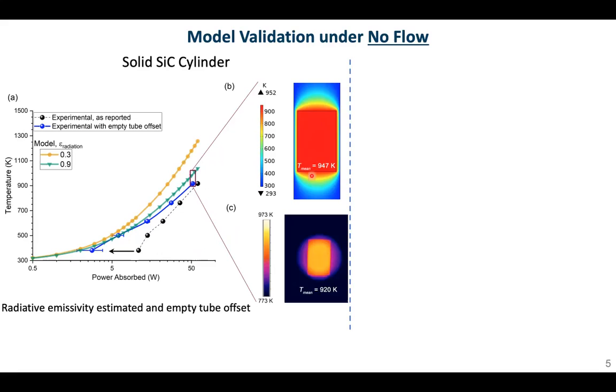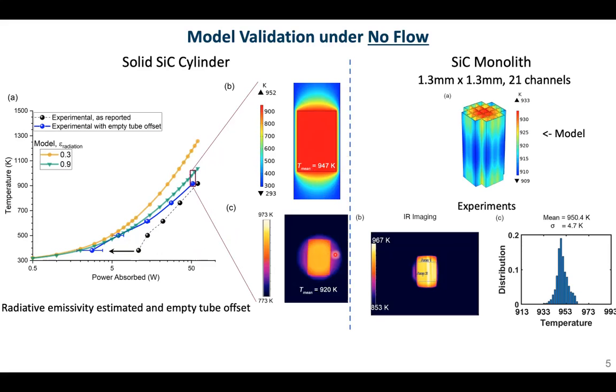We find that the temperature maps predicted by the model as well as the experiments are in close agreement. We then apply the model to a silicon carbide monolith still under static conditions. This monolith has 21 square cross-section channels of 1.3 millimeter size. And we find that the temperature predicted by the simulations, the temperature spread as well as the average temperature, is in good agreement with the experimentally measured values.